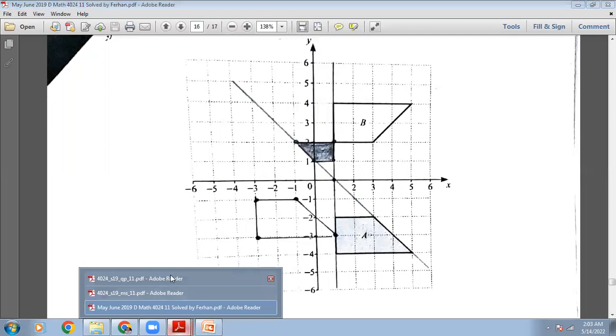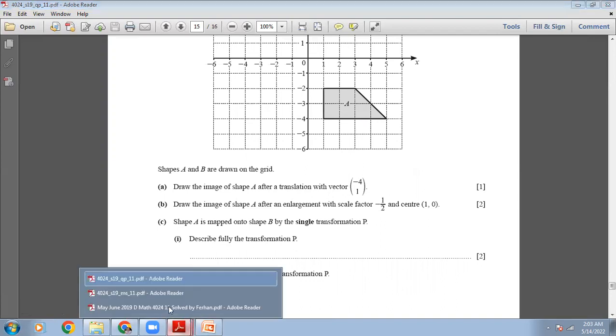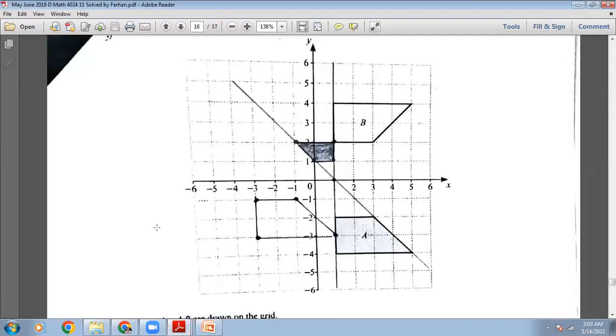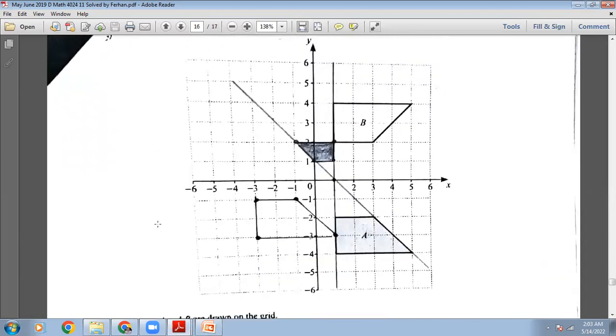Okay, so I hope you understand how we have done this. The next question is: draw the image of shape A after enlargement with the scale factor of minus 1 by 2 and the center is 1 comma 0. Now the center is 1 comma 0, and the scale factor is minus 1 by 2. So this is the center.